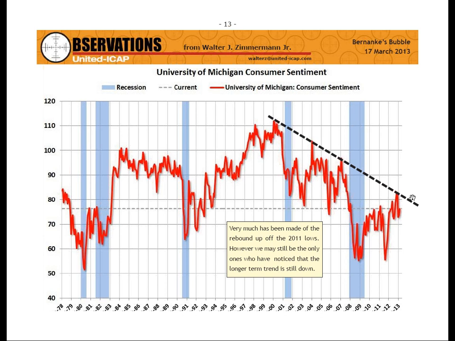And until and unless we see consumer sentiment break above this resistance line and then retreat and find support, until we see evidence that resistance has become support, we think it's more prudent to say that consumer sentiment is in a downtrend than to say that it rebounded.